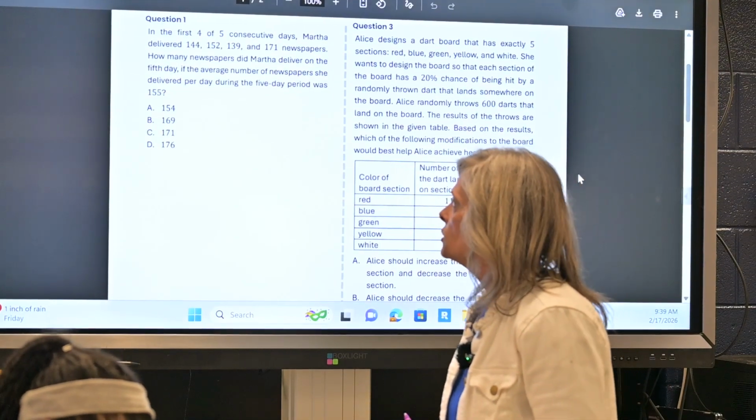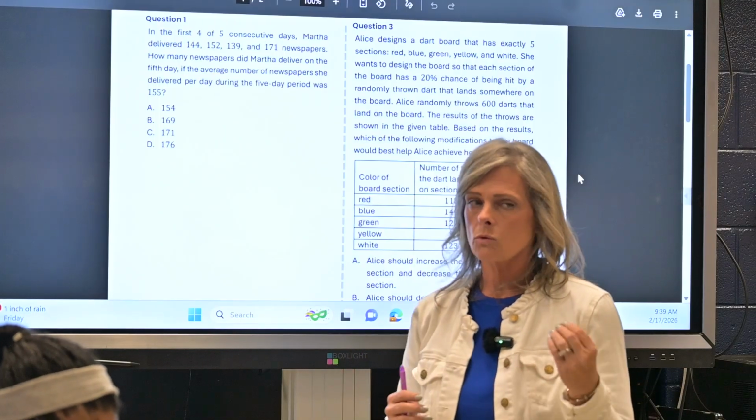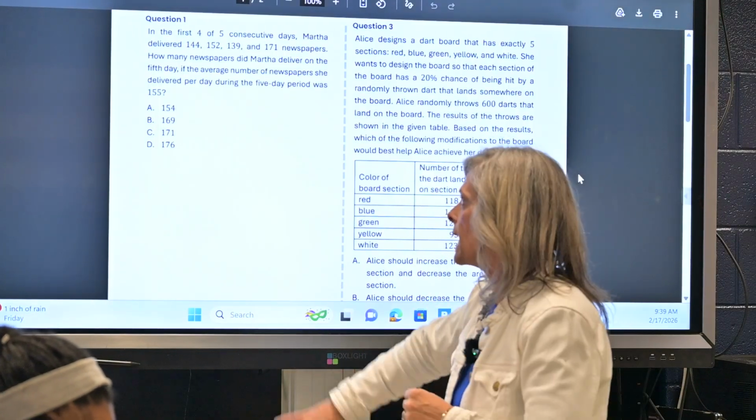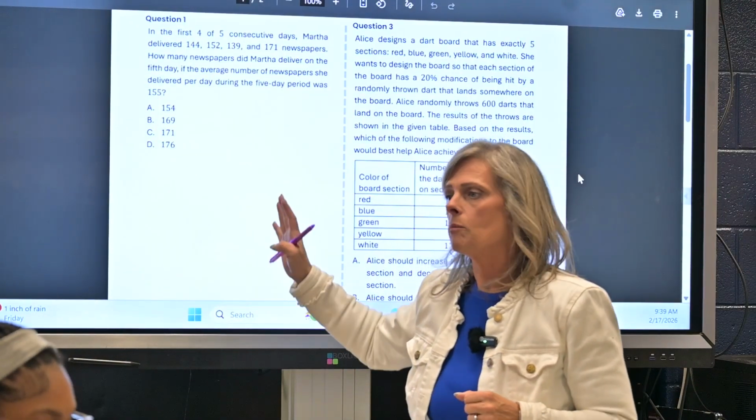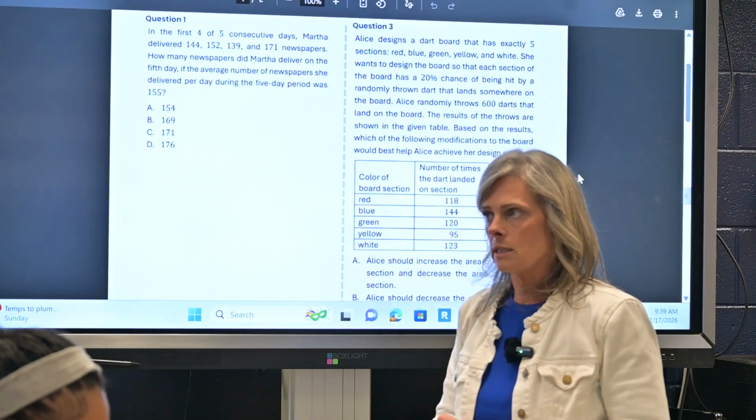So what I would do is I would go ahead and set this up in the actual equation, and then we'll solve it in the numeric solver, okay? This is an average problem, so it's number 1. That's why it's a little bit easier because it's at the beginning.